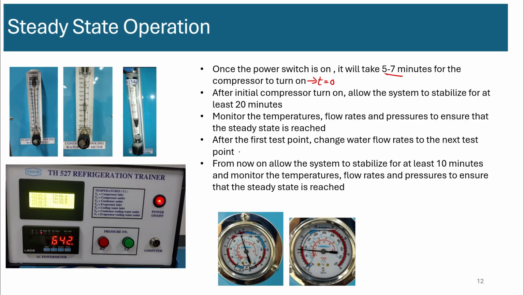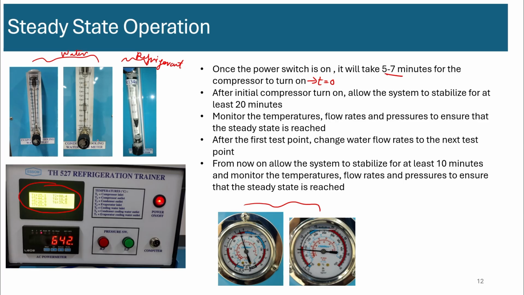Now, how do we make sure that it is steady state? You will be monitoring the temperature on the screen. There are 7 temperatures, and see whether they are getting stable. You will also be looking at the pressure sensors, the high and low, and then the 3 flow meters, 2 for water and 1 for refrigerant. So you'll be monitoring all of these to make sure you're reaching steady state. You're primarily monitoring the temperatures. That's easy to see with the numbers changing. Others, you're looking at the scale.